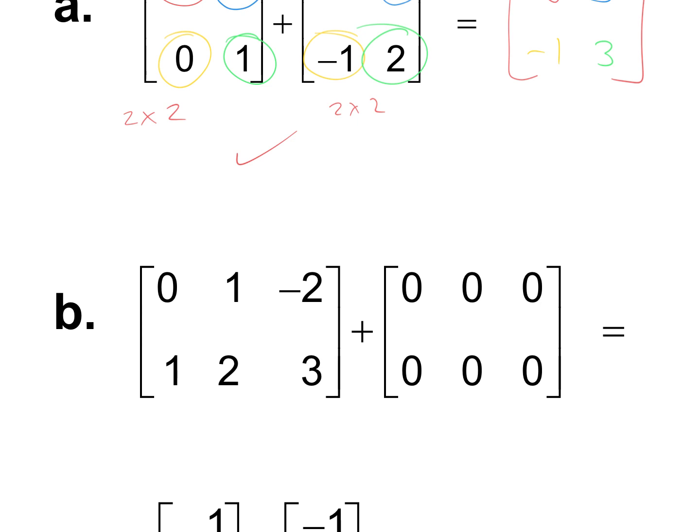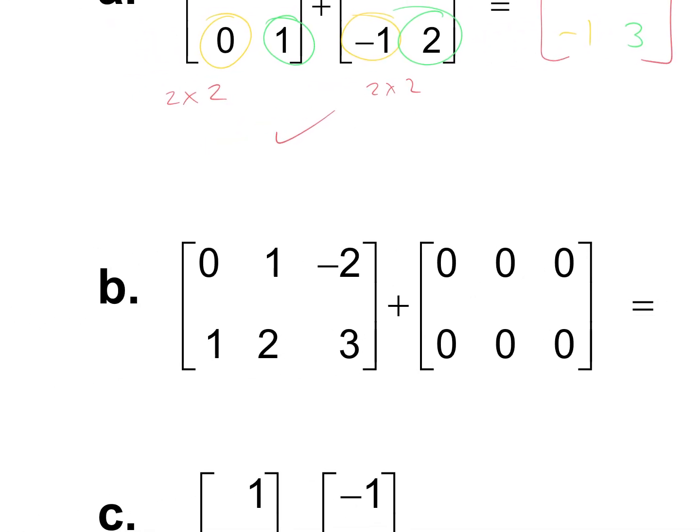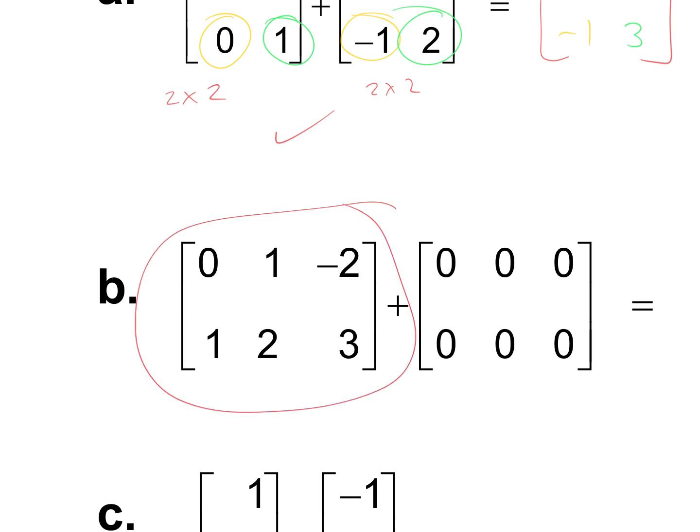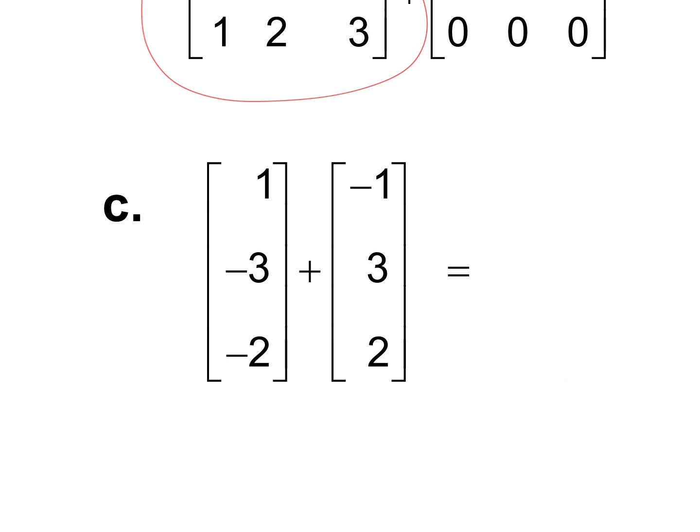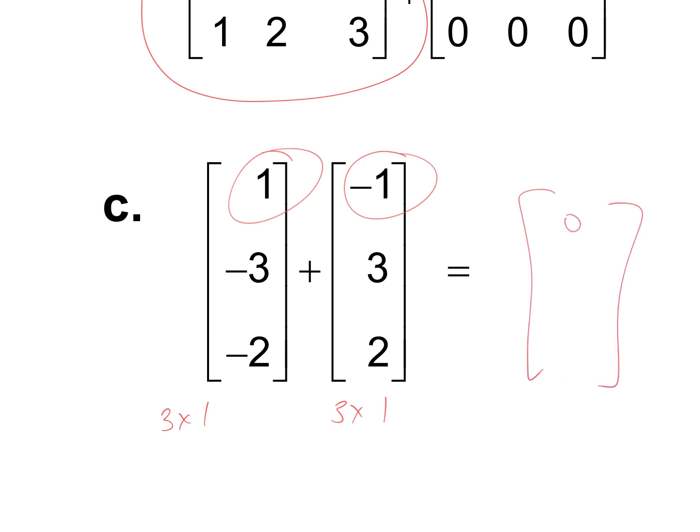But what do you notice you're adding? You're adding nothing. You're adding 0. So all this is going to be is just this. Can you add this one together? Yeah. This is a 3 by 1 plus a 3 by 1. So what's 1 plus negative 1? 0. What's negative 3 and positive 3? 0. What's negative 2 and positive 2? 0. All right. That's fine. Yeah, that's what tells you it's a matrix.